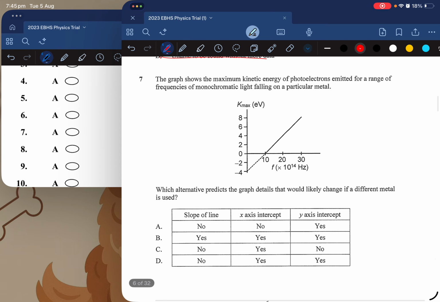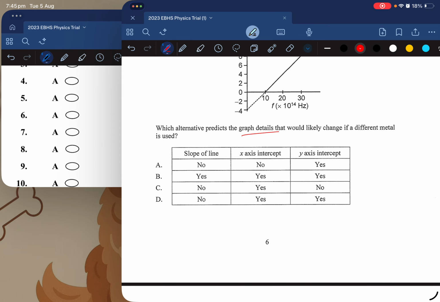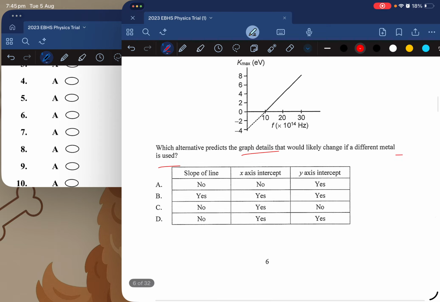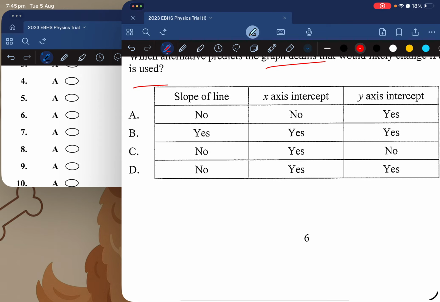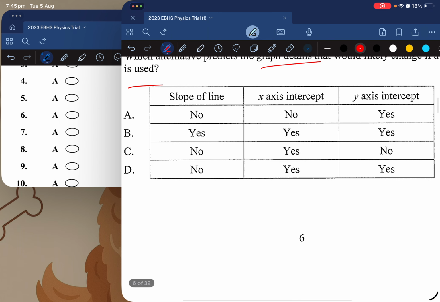Now, it's a weird graph, but the alternatives predict the graph details likely to change with different materials. So, we don't even need to read the questions. This is how you guess first. You just look at the question and you eliminate the options and then you read the question. This is a genius strat to solving any HSC problems in physics. Experience, and the marks will speak for itself.